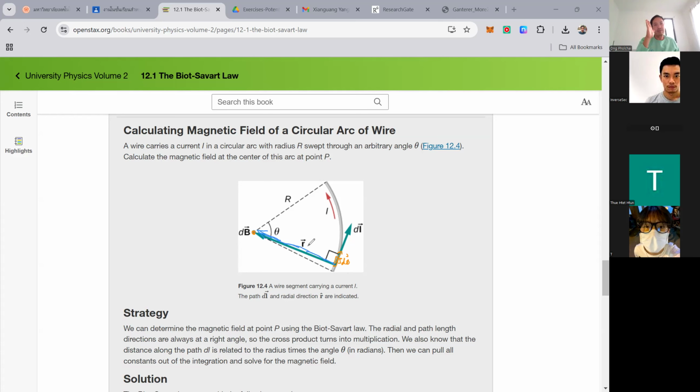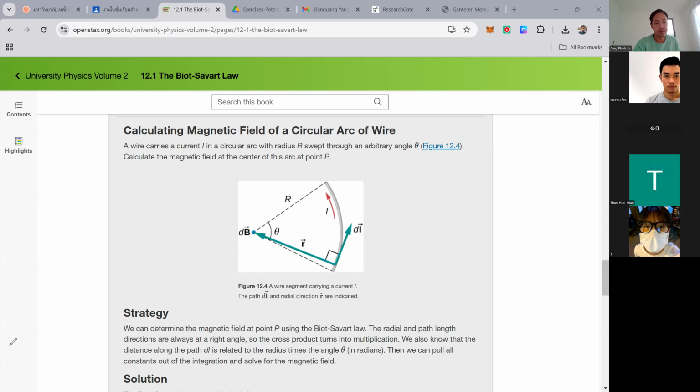So I put the right hand, you get your index finger along IDL. So it's gonna go northeast, and then you point your palm towards R, which is the west north, right? Northwest. And then you cross it. Now your thumb's gonna point out of the page. So this is gonna be your dB out of the page. And you notice that IDL is always perpendicular to R, so it makes your life a lot easier in this case.